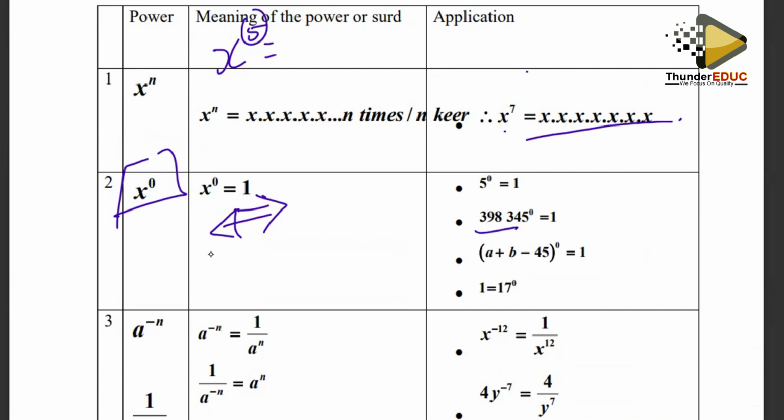A big number to the 0 must be a 1. This entire bracket with unknowns and what, for as long as it is raised to a 0, it's going to give us a 1. Remember, even if you have a 5, even if you have a 12, even if you have 18, we can get a 1 from all these things for as long as they are raised to the exponent of a 0.